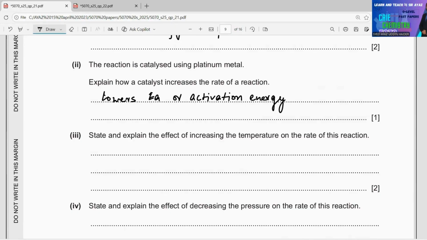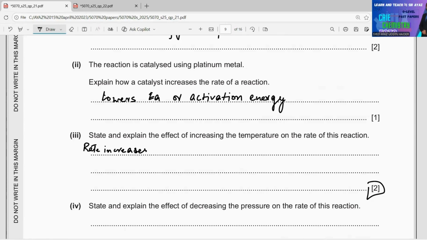Part 3, state and explain the effect of increasing the temperature on the rate of this reaction. Now this is of 2 marks. So first of all, you will straight away write about what will happen to the rate of reaction. You know that increasing the temperature means the rate increases. This point is important. You have to write it down, but you will not get any marks if you write only this point. Then you have to mention 2 more points. This will give you the full 2 marks for this question.